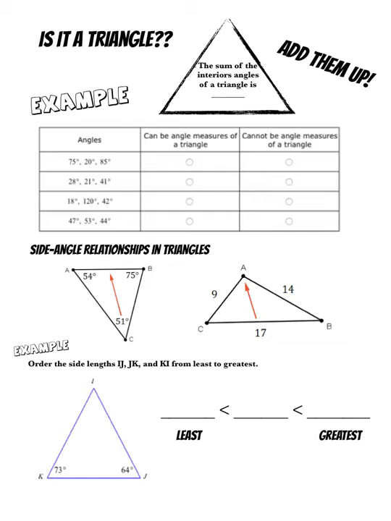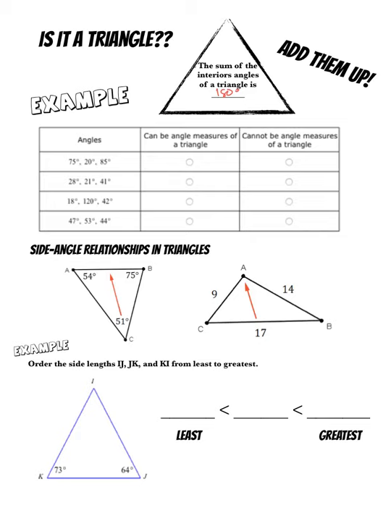All right, in today's notes, Day 5, we are going to put some math into what we know to determine if something can be a triangle or cannot be a triangle. We're not going to necessarily see a shape. So let's know this: the sum of the interior angles of a triangle is 180 degrees. You learned that in Unit 2.